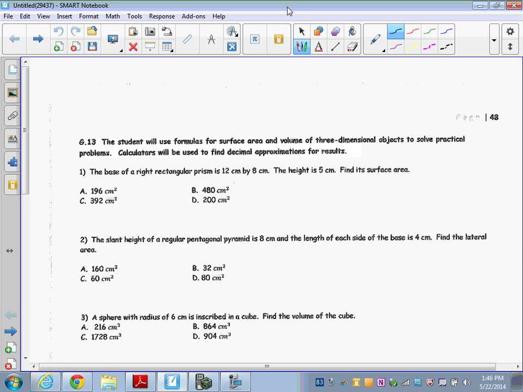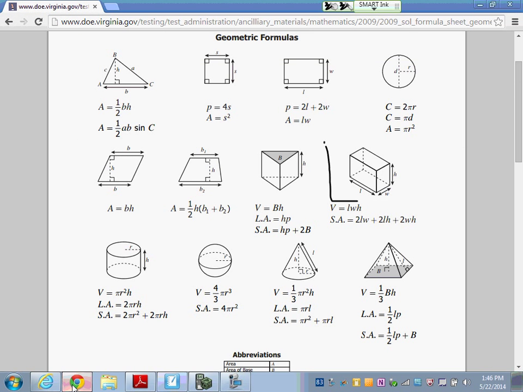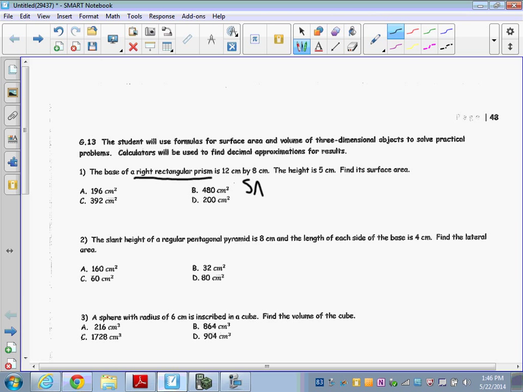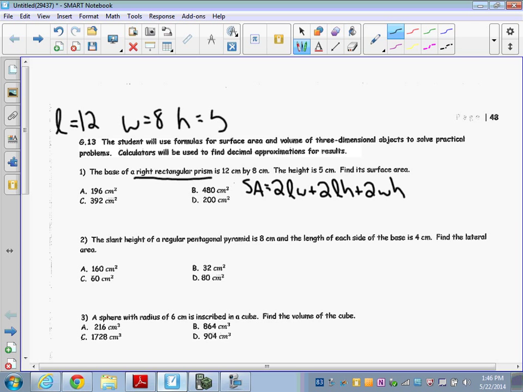Problem 1 says the base of a right rectangular prism is 12 centimeters by 8 centimeters and the height is 5 centimeters. Find its surface area. Well, a right rectangular prism is this shape right here. We're asked to find the surface area, so that's what we're going to use. So we have surface area is equal to 2LW plus 2LH plus 2WH. And all I need to do is find L, W, and H. So I can call L 12, W 8, and H is 5.